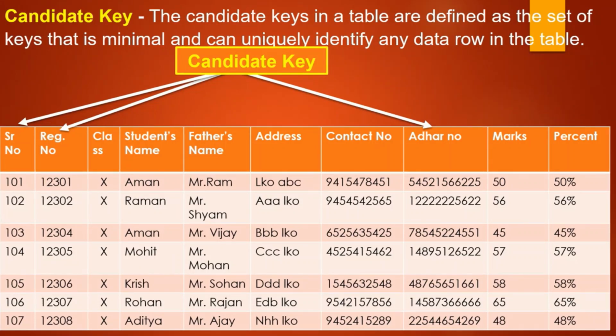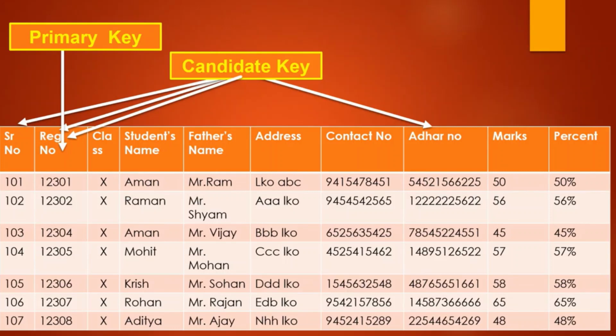It means the candidate key in a table is defined as a set of keys that is minimal and can uniquely identify the row in a table. किसी भी टेबल में एक से ज़्यादा जितने भी fields uniquely data store करते हैं, they all can collectively be named as candidate key. Okay, now come for the next.